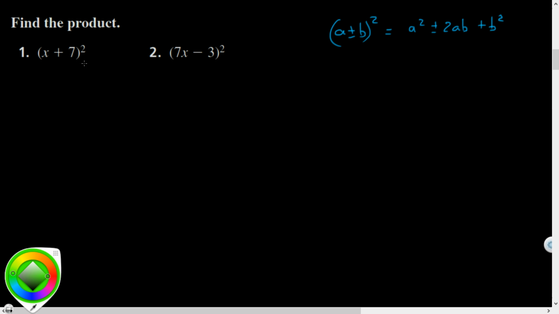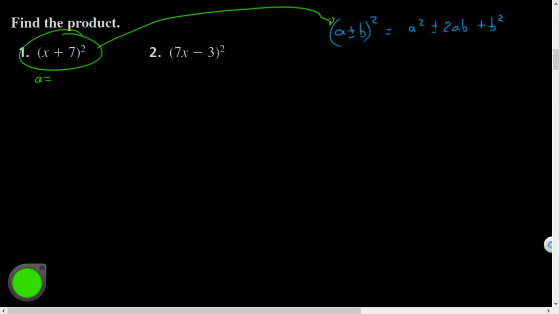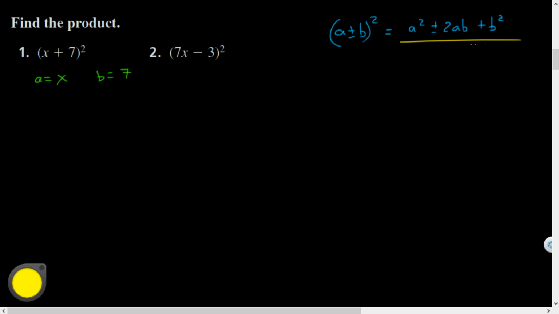So let's label a and b. What does the a appear to be if I'm matching this to this part of the pattern? a is in the x slot, and b is 7. So I'm going to have a squared plus 2ab. Actually, am I going to use the plus or the minus version this time? This is a plus sign, so I'm going to use the plus version.